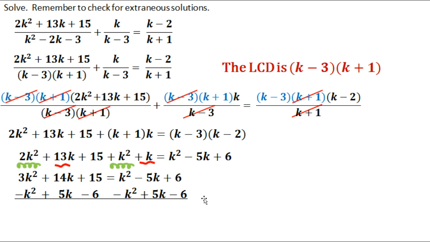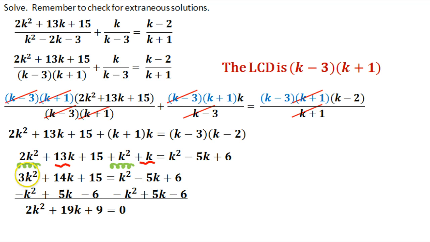Alright, so now I'm going to combine all those together. I've got 3k squared minus k squared gives me 2k squared. 14 and 5 gives me 19k, and 15 minus 6 is 9. This side I'm just left with a 0. Alright, so now that's the majority of it.